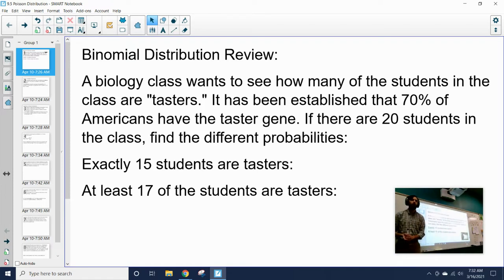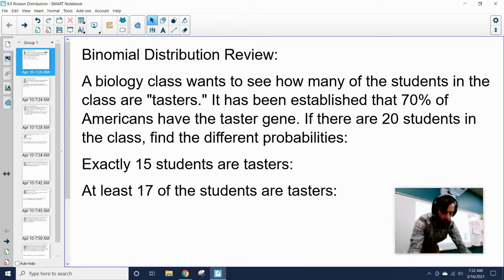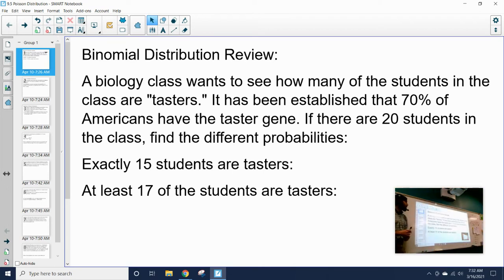Last Friday we dealt with binomial. Today we are going to be working with Poisson distribution. Poisson distribution is very similar to binomial distribution. The scenario that we use is just a little bit different. But let's do a quick review over binomial distribution.